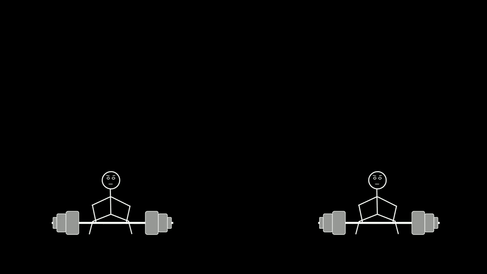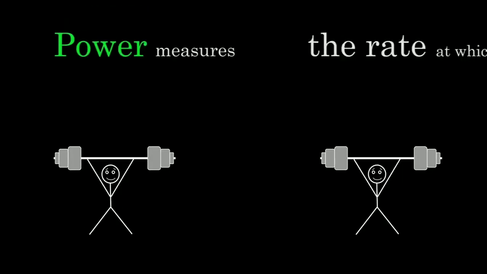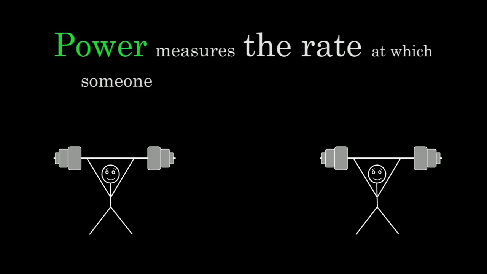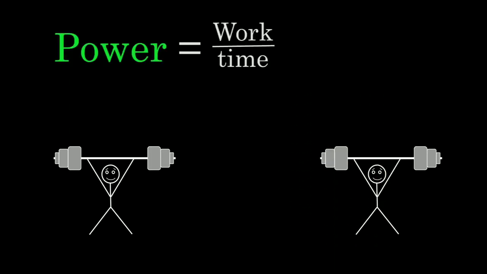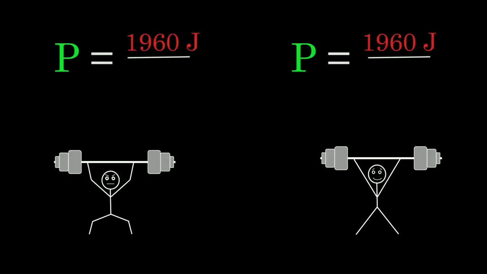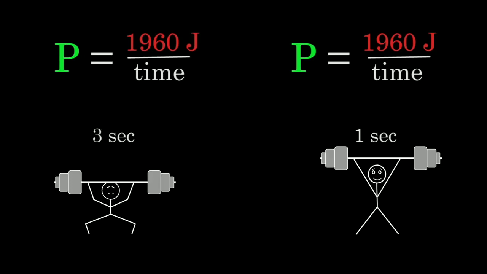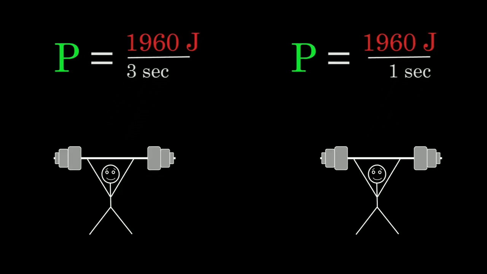We can distinguish their actions in physics by talking about power. Power measures the rate at which someone, like these weightlifters, or something like an automobile engine, does work. To be specific, power is defined as the work done divided by the time that it took to do that work. We already said that both weightlifters are doing 1,960 joules of work. The weightlifter on the right takes 1 second to lift his weights, and the weightlifter on the left takes 3 seconds to lift his weights.